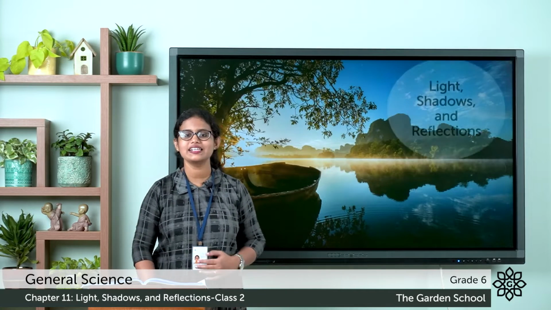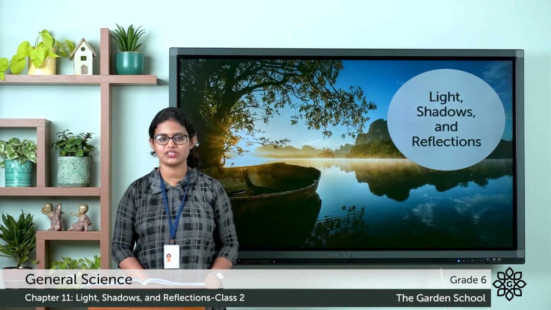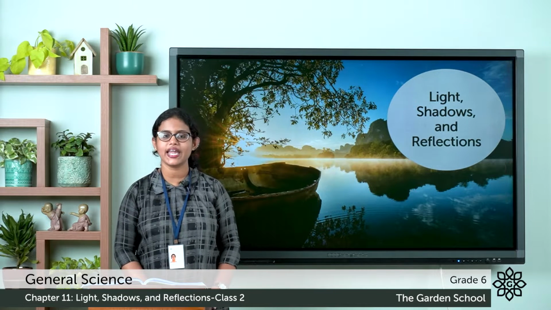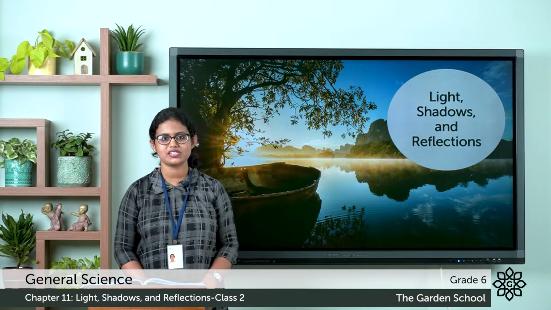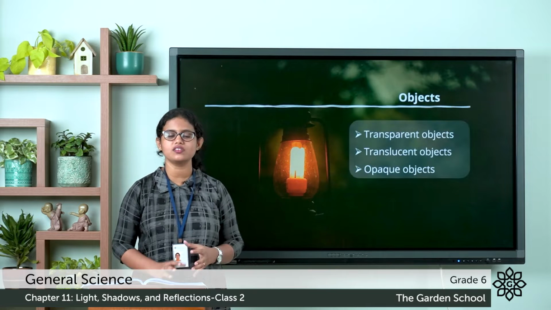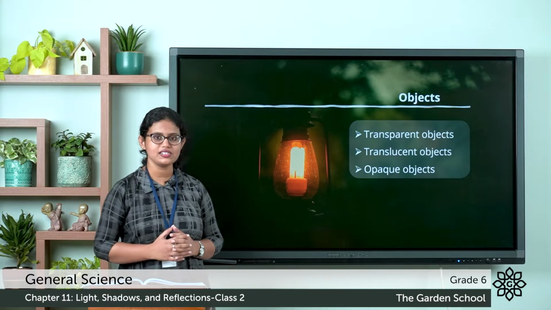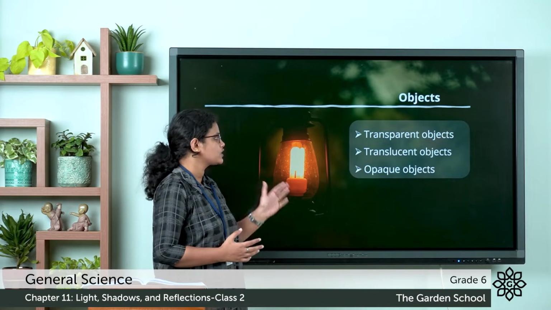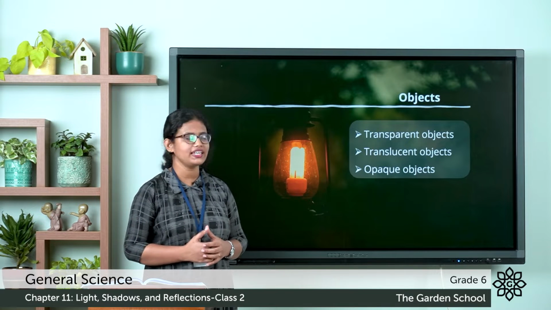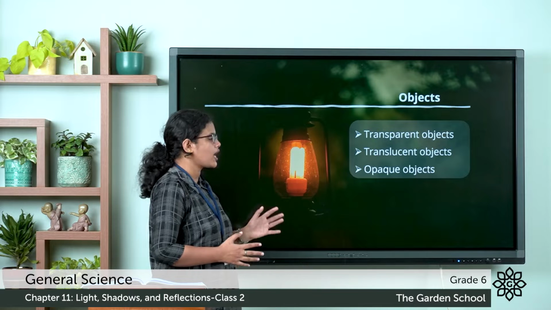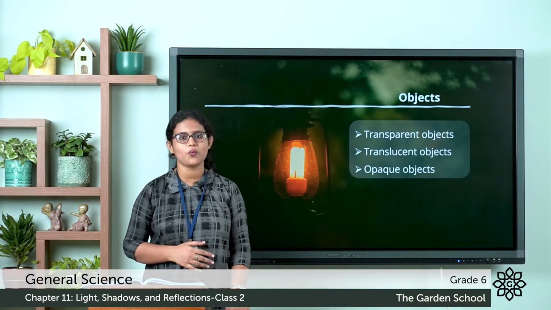In the last class, we started with the chapter Light, Shadows and Reflections. Today, we are moving on to the next topic, that is Objects and their Shadows. Based on transparency, objects can be classified as transparent objects, translucent objects and opaque objects. So let's discuss them one by one.